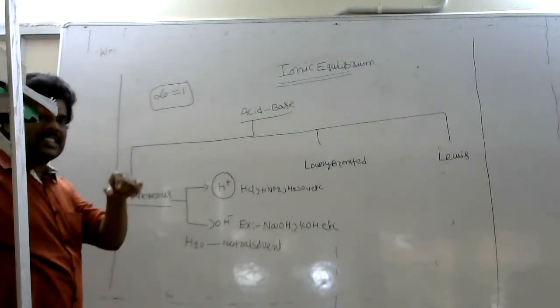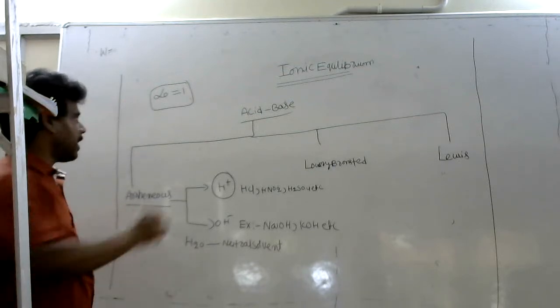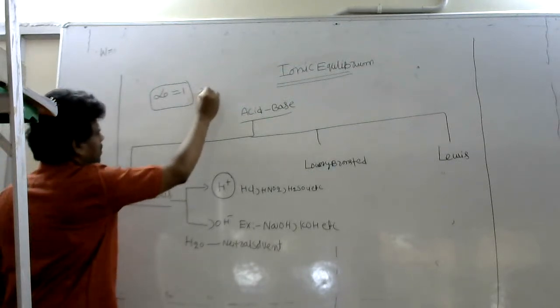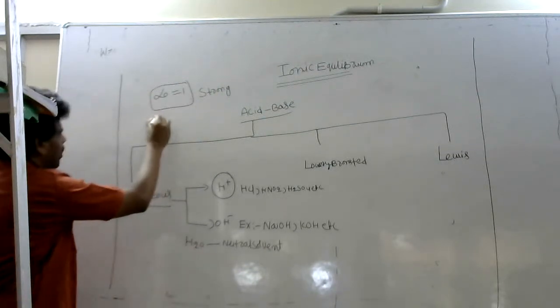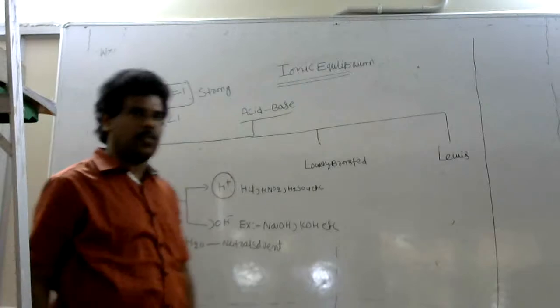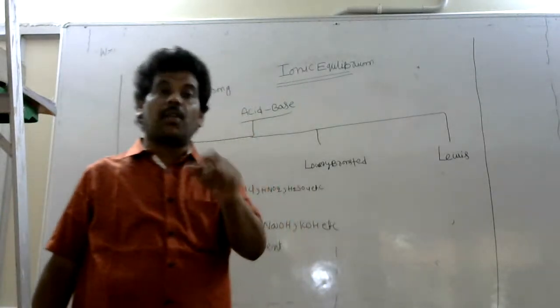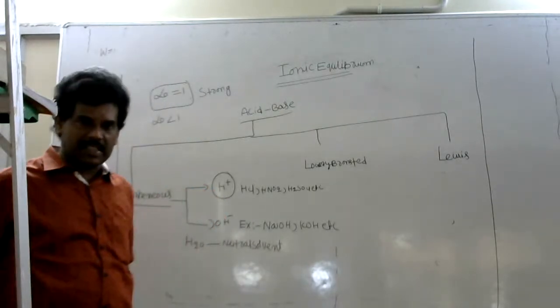Those acids and bases are strong electrolytes. According to Arrhenius theory, alpha value less than 1, those electrolytes are weak electrolytes. Examples: weak acids, weak bases.